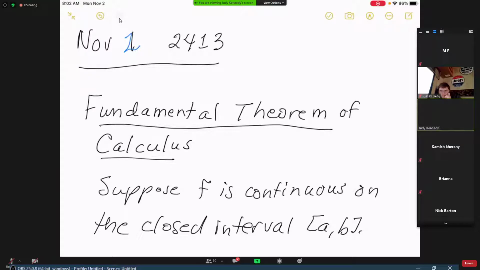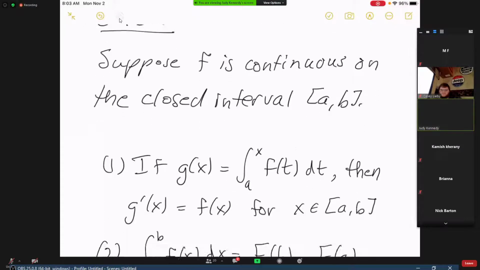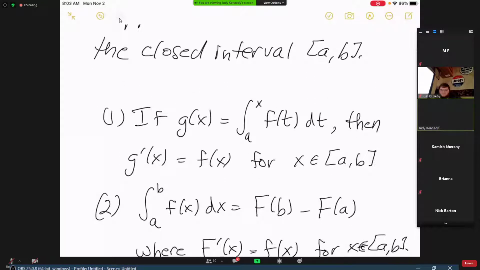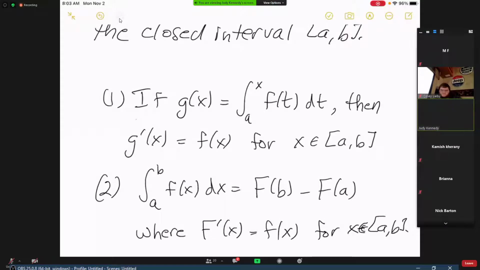We started talking about the fundamental theorem of calculus on Friday. What this theorem does is connect integrals and derivatives. Basically, integration and differentiation are inverse processes of each other, and the fundamental theorem tells you exactly how that works. Suppose you have a function that's continuous on the closed interval [a, b]. Then the fundamental theorem has two parts. We're going to talk about part one today. We talked about part two on Friday.